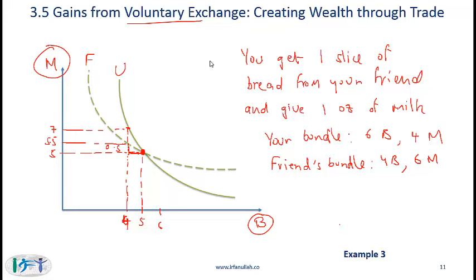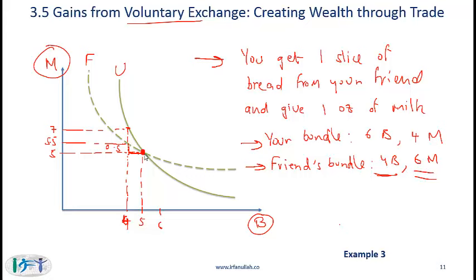Here is what can be done. Say you get 1 slice of bread from your friend. Remember, you like bread more than your friend, so it makes sense that you get bread and give up 1 ounce of milk. Your bundle then becomes 6 slices of bread and 4 ounces of milk, and your friend's bundle then becomes 4 slices of bread and 6 ounces of milk.